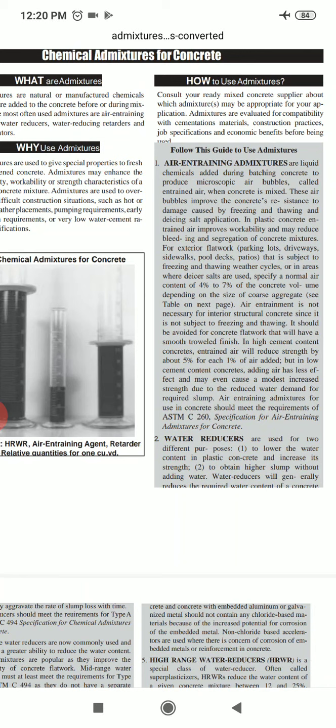So air entraining agents are used to create air bubbles and to prevent the entry of air into the concrete. Whenever you use these air entraining agents, microscopic air bubbles are going to occur. Those air bubbles are going to entrap the air, so the atmospheric air will not enter the concrete, hence the good strength of the concrete can be achieved. These air bubbles improve the concrete's resistance to damage caused by freezing and thawing and deicing salt application.